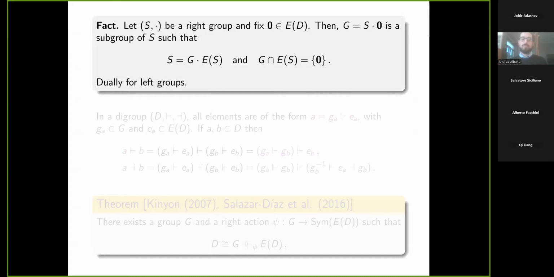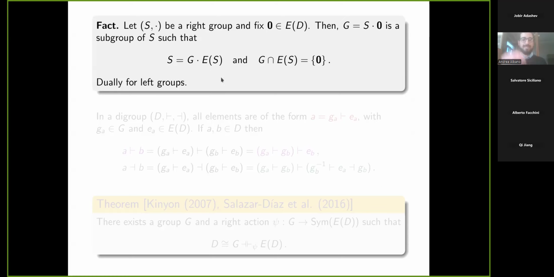Now, an important result on right groups. Of course, there is a dual notion for left groups. Given any right group S, once we fix an idempotent 0, then we can decompose the right group in this way.